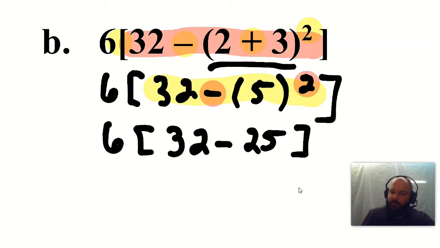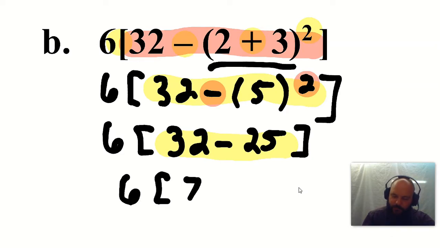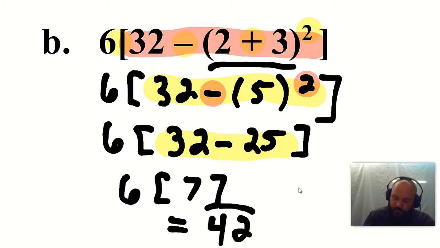Now, the next thing, once again, we're going to reevaluate, go through PEMDAS in our head. P stands for parentheses. There's a set of brackets, so we're still looking inside those brackets until they go away. In this case, we do 32 minus 25, which is 7. And the only last thing now to do is just to do 6 times 7, which is 42. And there's your final answer.